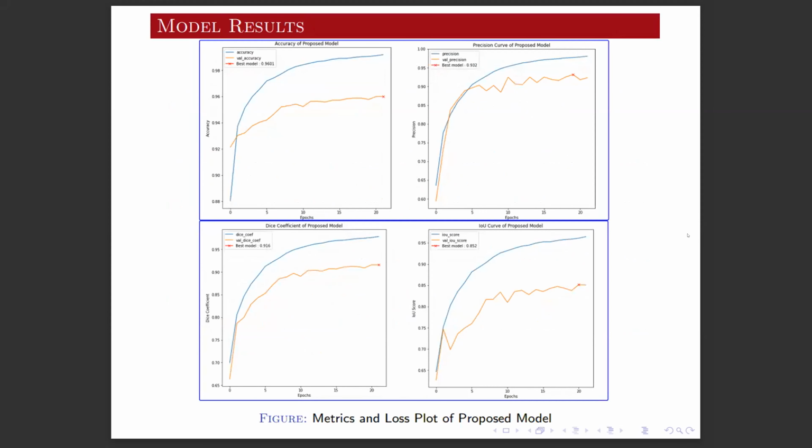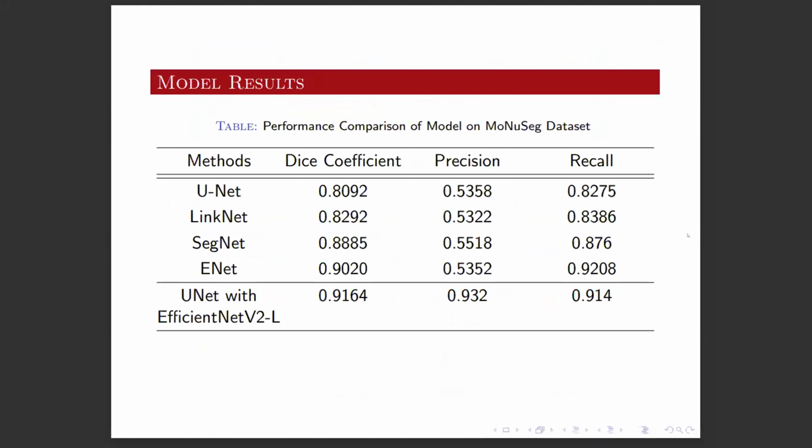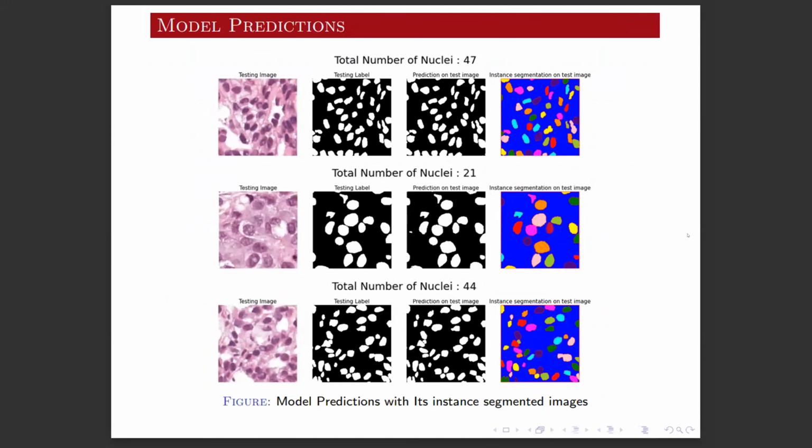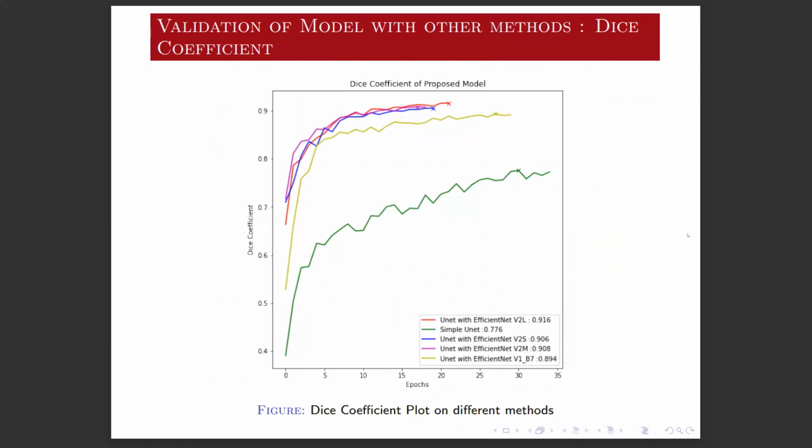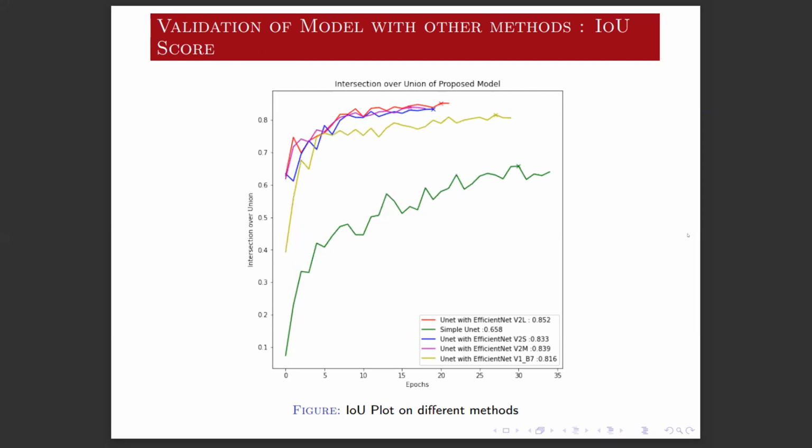Then these are the model results, the metrics and loss plot of the proposed model. These are the performance comparison of models on the MoNuSeg dataset with U-Net, LinkNet, SegNet, ENet, and U-Net with EfficientNet V2L. These are the model predictions with their instance segmented images. And these are the validation of the model with other methods like U-Net with EfficientNet V2L, simple U-Net, U-Net with EfficientNet V2S, U-Net with EfficientNet V2M, U-Net with EfficientNet V1 B1, etc. These are the intersection over union of the proposed model with different models.